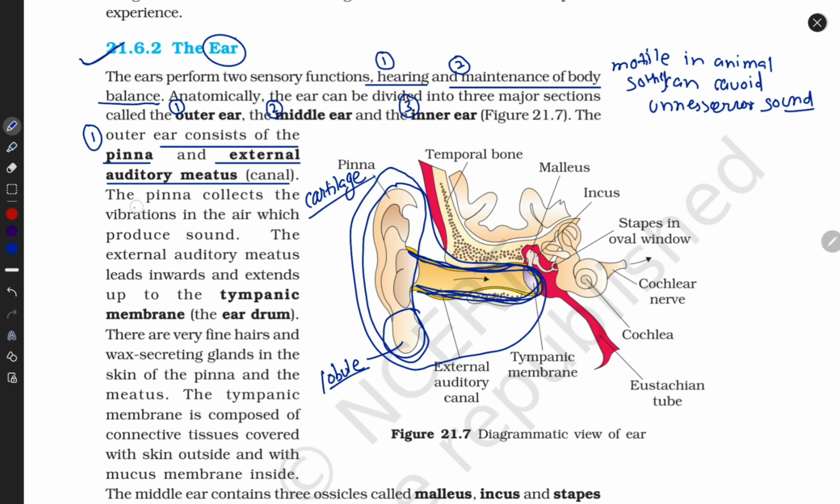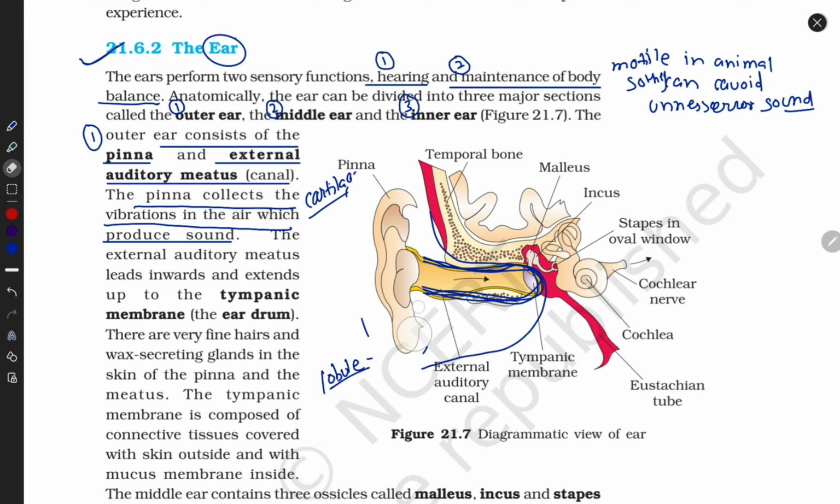Now the pinna collects the vibrations in the air which produce sound. What does the pinna do? They collect all the sound from the environment. Come on guys, all the sound. Collect all kinds of sound from the environment.